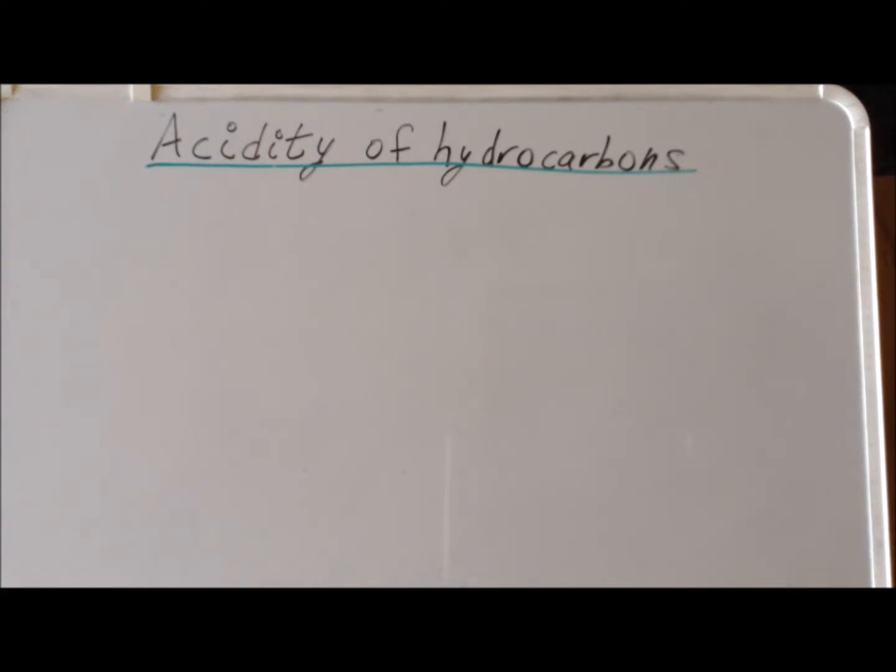Hello. In this video, we are going to look at the acidity of three types of hydrocarbons: alkanes, alkenes, and alkynes in the gas phase. Here is the simplest alkane. In American English, we call it methane, and in British English, they call it methane.